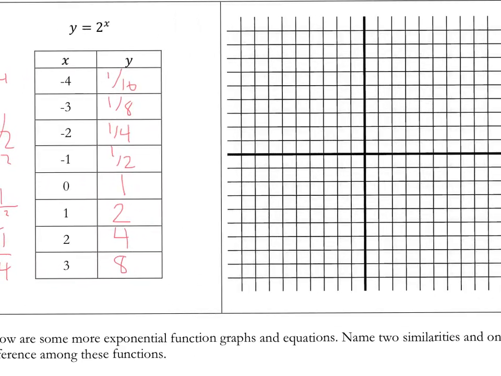So we have the point 0, 1, we have the point 1, 2, 2, 4, 3, 8, sorry, these dots are a little bit off, -1, 1/2, -2, 1/4, so we're getting closer to the x-axis, and so on and so forth.